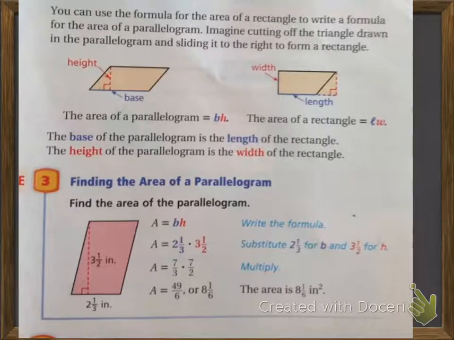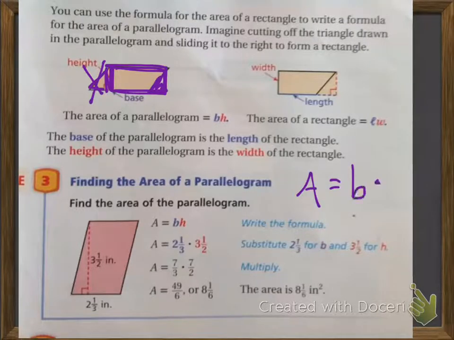But if I kind of draw the height here, and if I cut off this section and I insert it over here, now all of a sudden I have a rectangle. So that's why it's the same formula for a parallelogram as it is for a rectangle. The area of the parallelogram is going to be A equals base times height. For this one, you cannot do area equals length times width. Okay, you can say area equals base times height for a rectangle, but not area equals length times width for a parallelogram.